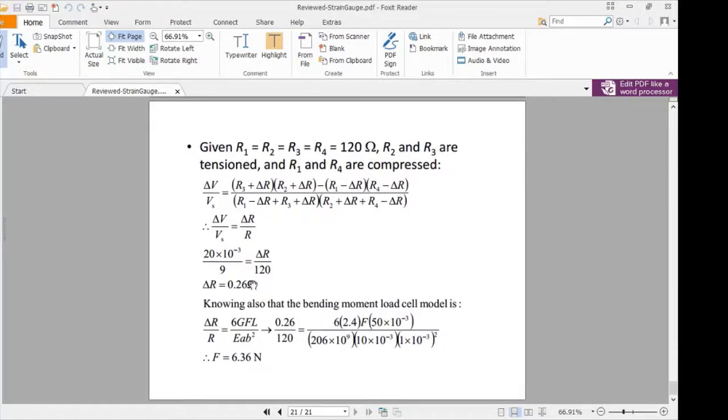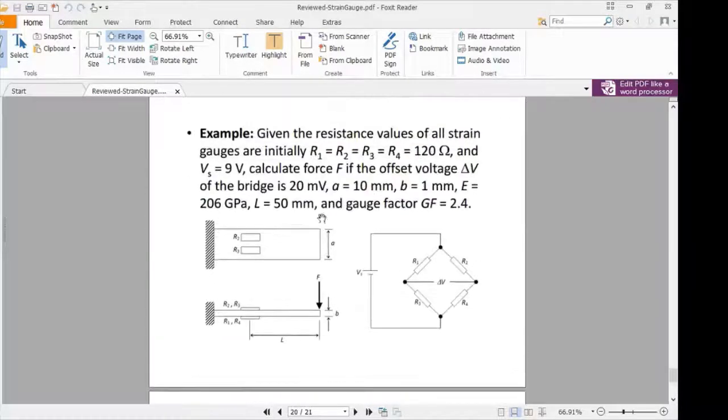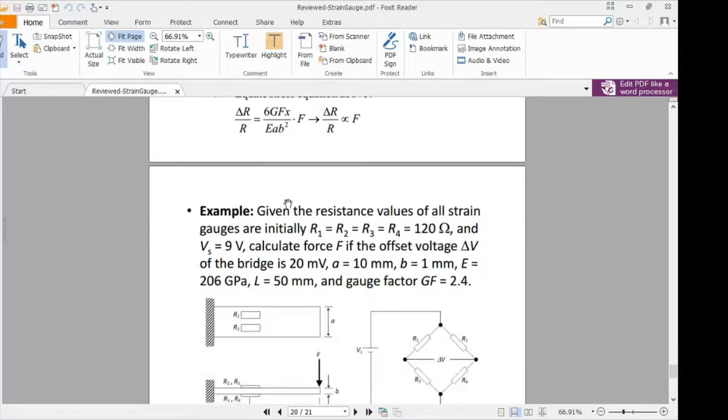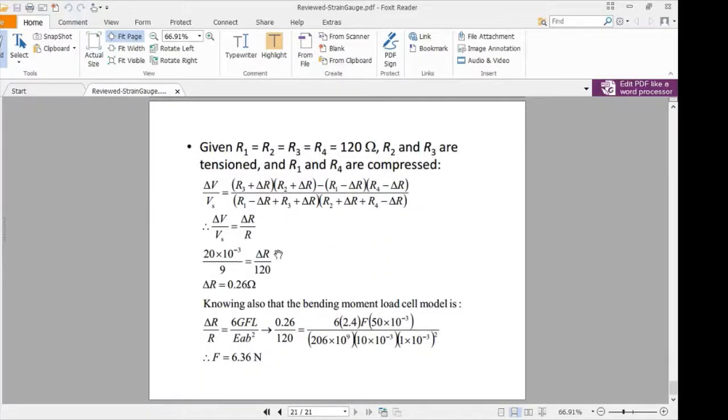Right, so once we know delta R, and from the previous bending moment model derived over here, delta R is related to the force by these equations. Using these equations, we know delta R, we know the initial resistance value, the gauge factor is also known, and the distance of the strain gauge from the force is also known. E, A and B squared are all known, so we can just plug them in to calculate the force, and it is determined to be equal to 6.36 Newton. So basically this concludes everything about the strain gauge.